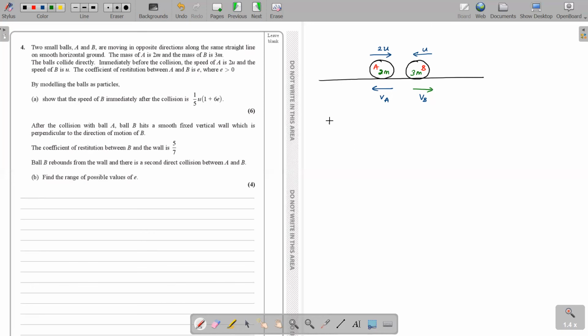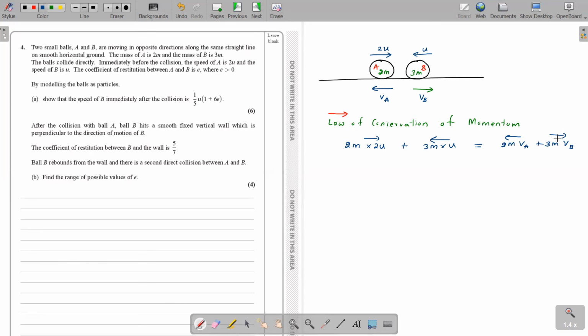Let's use the law of conservation of momentum. I will use the forward direction as positive. Initial momentum is equal to final momentum. Initial momentum, mass times velocity: 2m into 2u. The next one, 3m into plus u, but this is going backwards. These are the two initial momentums. The other side: 2m into velocity A, which is going backwards, plus 3m into velocity B, which is going forward.